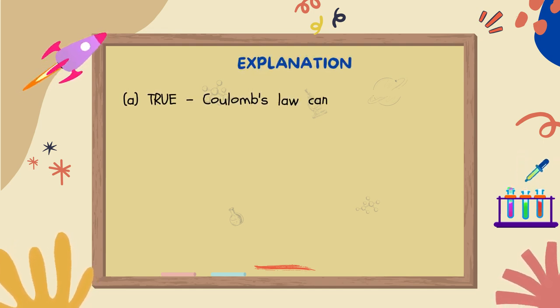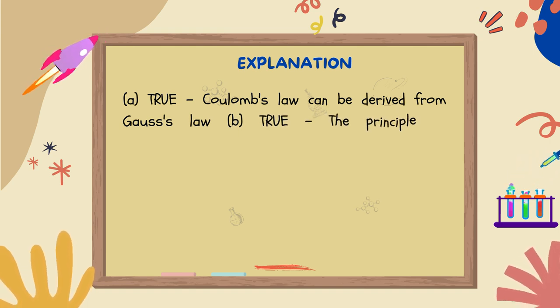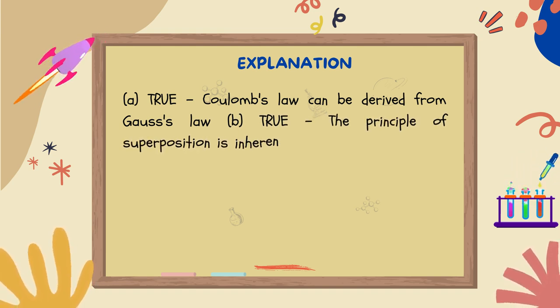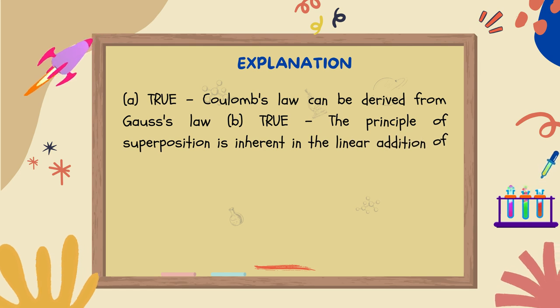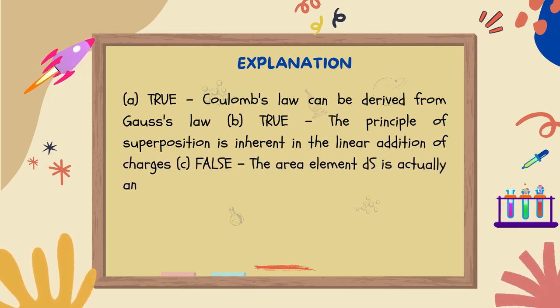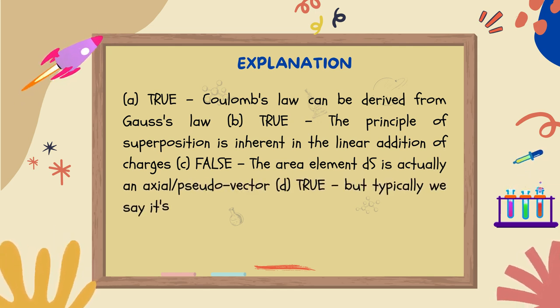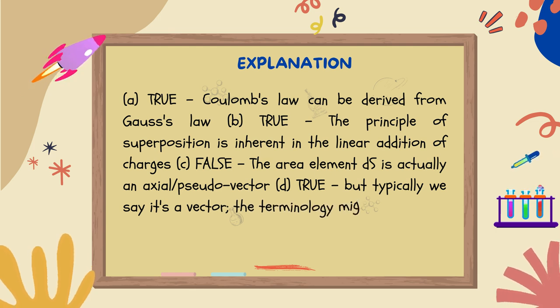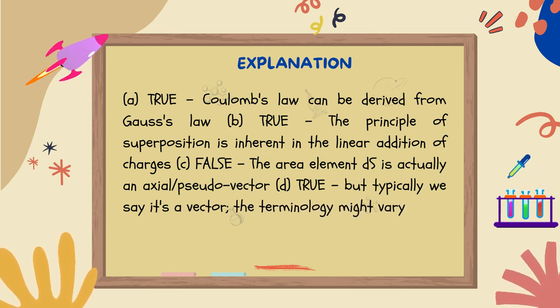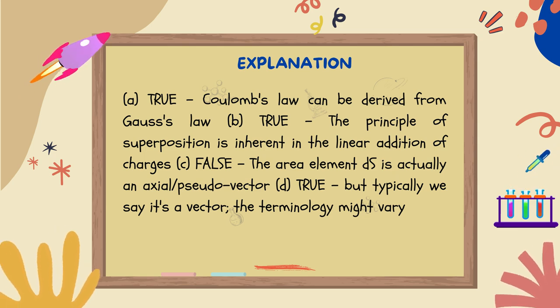Explanation: A. True. Coulomb's law can be derived from Gauss's law. B. True. The principle of superposition is inherent in the linear addition of charges. C. False. The area element dS is actually an axial vector, a pseudo-vector. D. True, but typically we say it's a vector. The terminology might vary.